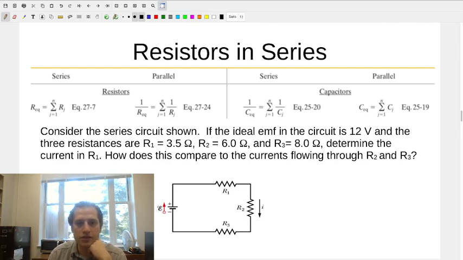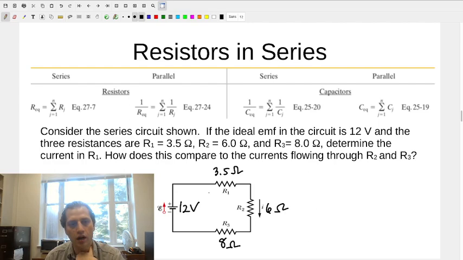It says, consider the circuit shown. If the ideal EMF of the circuit is 12 volts and the three resistances are 3.5 ohms, 6 ohms, and 8 ohms, determine the current in R1. How does this compare to the currents flowing through R2 and R3? Well, the second part of this is the easier part.